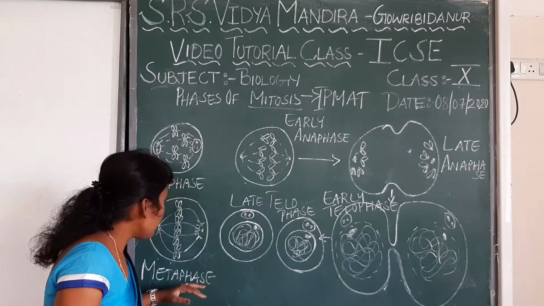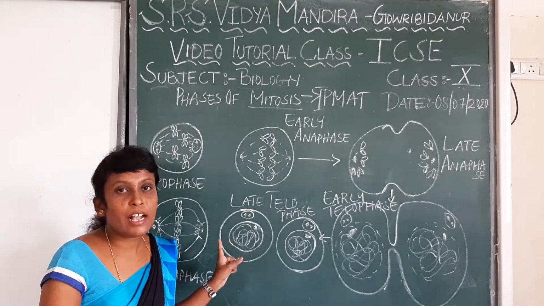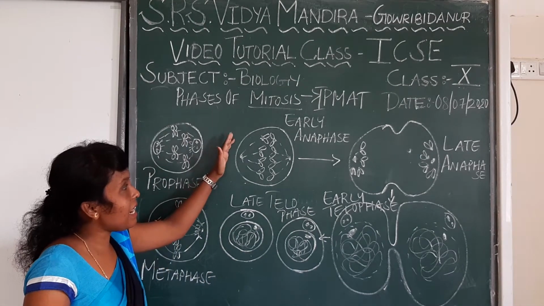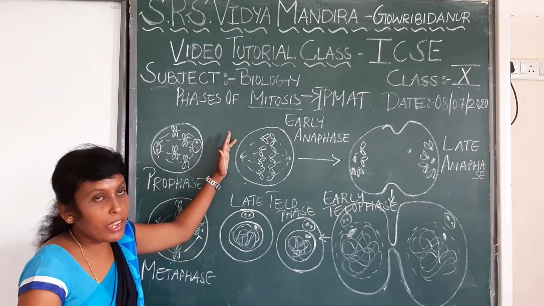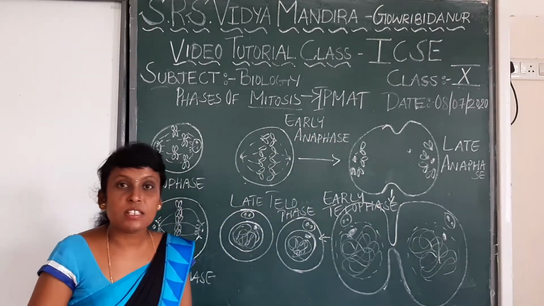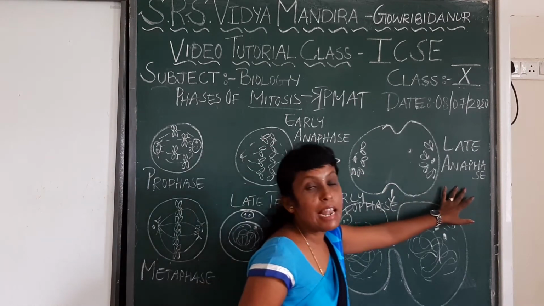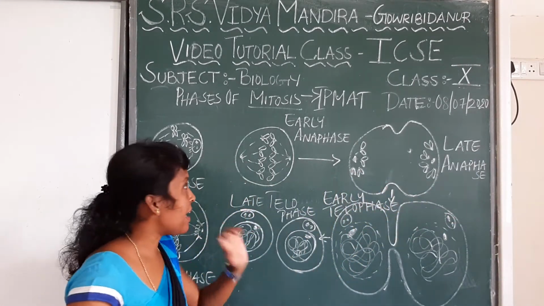Up to here we have that chromosomes are arranged in an equatorial plane. After this, what happens? The cell enters into the early anaphase. Here the cell enters into the anaphase stage, where anaphase is again divided into two, that is early anaphase and late anaphase.